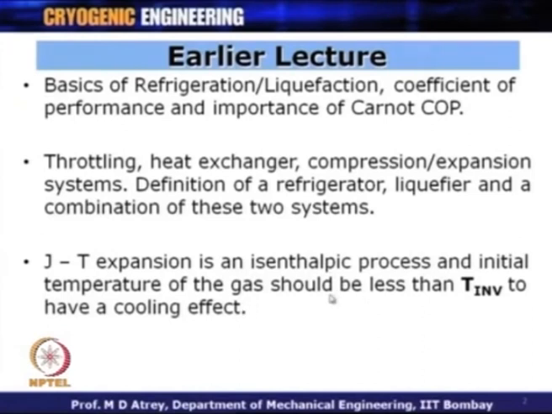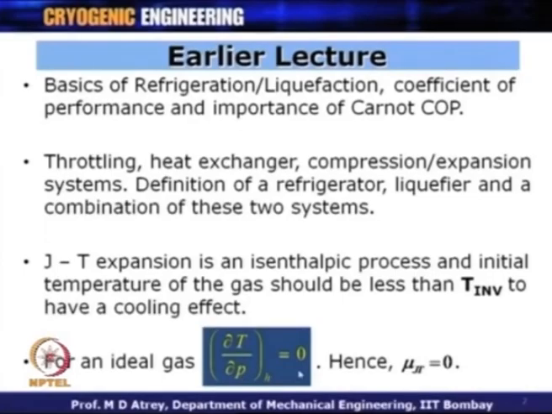Mu JT, or del T by del P at constant enthalpy, is equal to 0 for an ideal gas. That means there is no lowering of temperature or even heating of the gas, because mu JT is equal to 0 for an ideal gas.